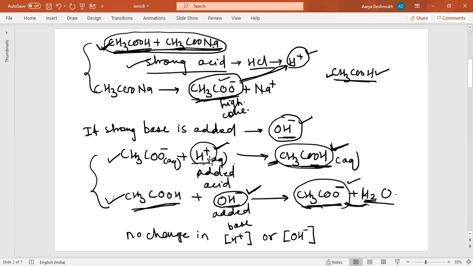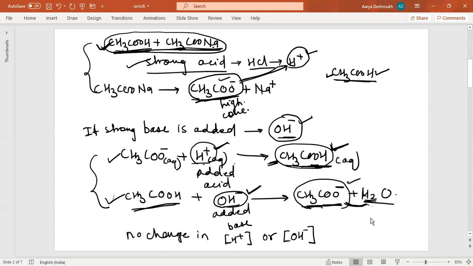So this is the case when an acid is added, there will be production of a large amount of acetic acid in the solution. And if you are adding the base to the same one, the reaction will be acetic acid plus OH minus. This is your added base. So it will give you CH3COO minus plus water molecule.